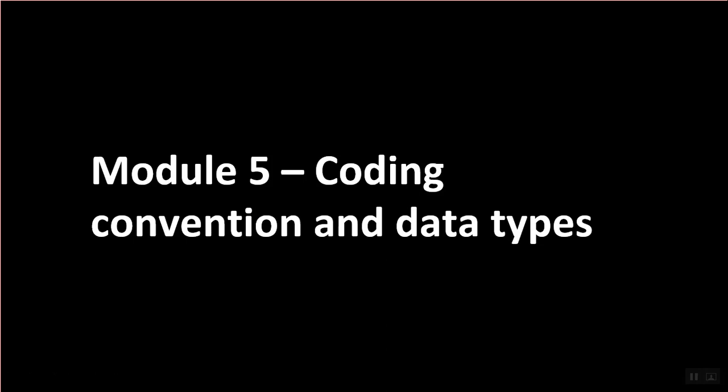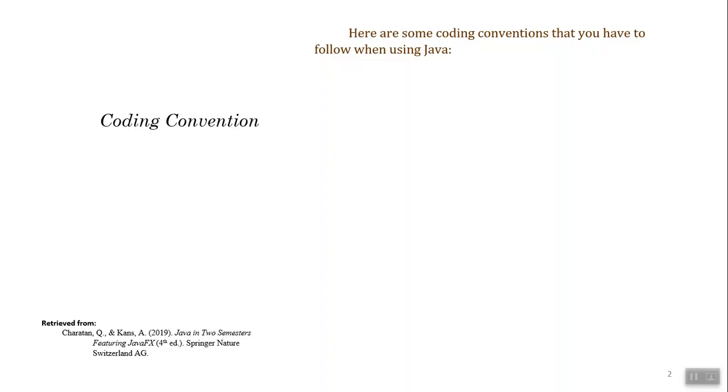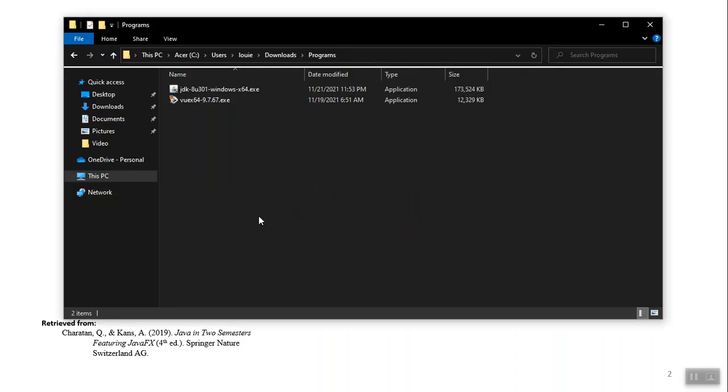Hi everyone. In this video, I'm going to discuss coding convention and data types in Java. But before we start, let us first install the Java programming language on our computer. For that, you could search the internet for JDK8 download so that you could download the installer. Of course, you have to create an account first before you can access the installer. For this video, I have already downloaded the installer.